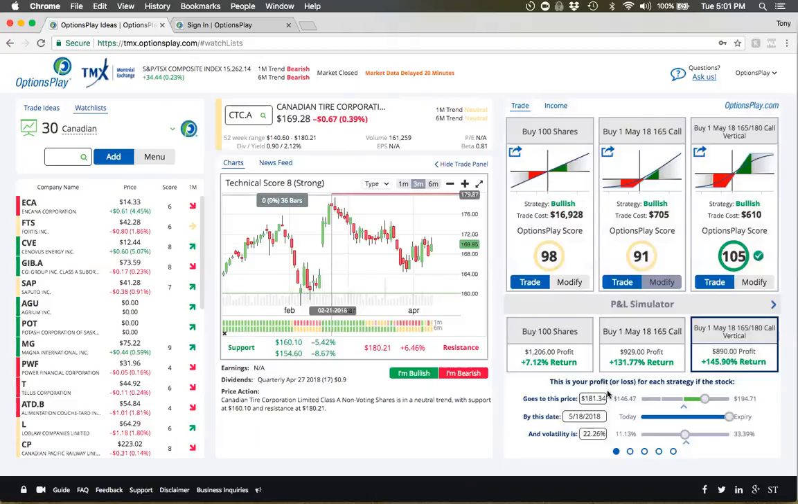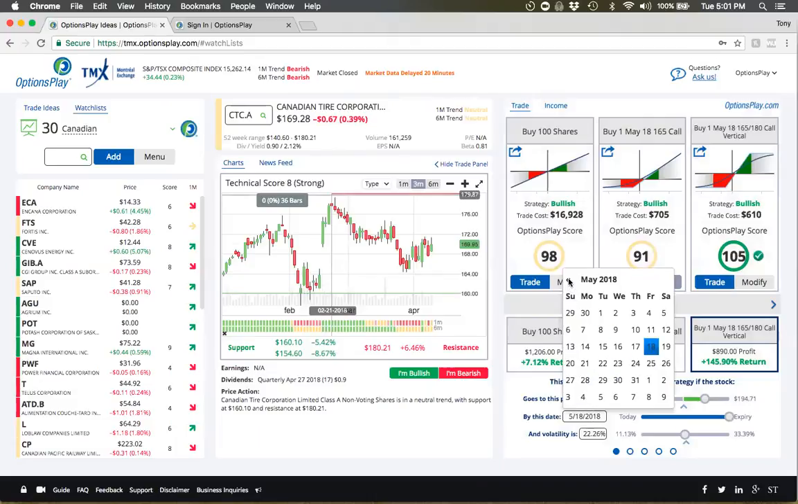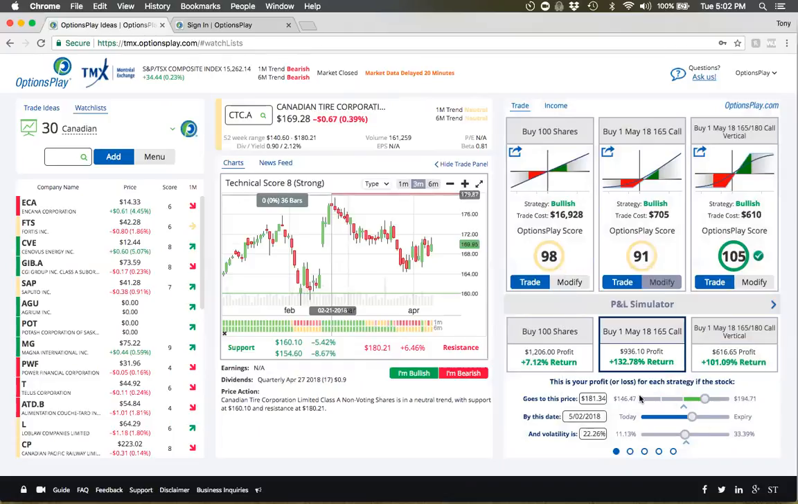So let's say you think the stock's going to do the same thing. It's going to go back up to 180. Let's presume that the earnings date is the 27th. So let's say a few days after earnings, let's say the following Wednesday, the stock moves up to 180, and volatility comes down a little.